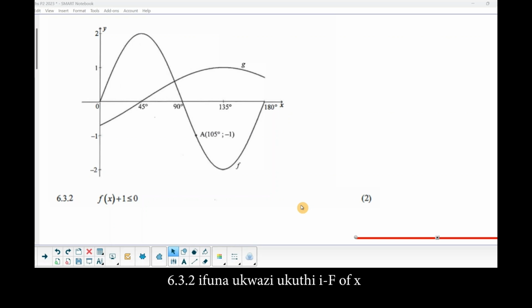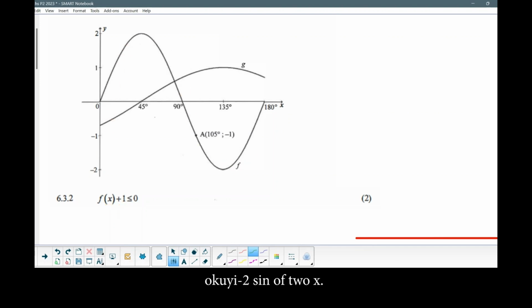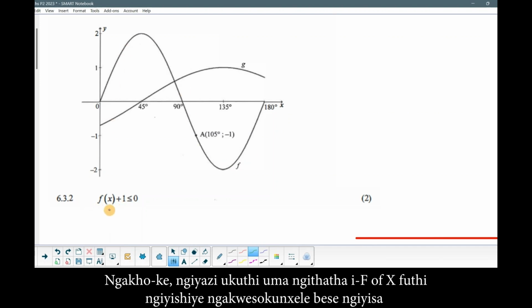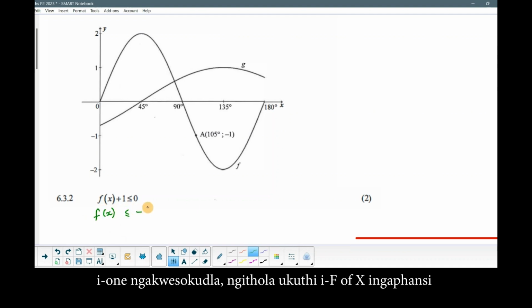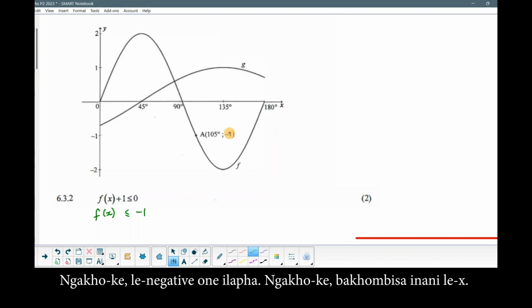6.3.2 wants to know when is f of x plus 1 less than or equal to 0 for x between 0 and 180. All right, so let's manipulate this a little bit because I have f of x, which is 2 sine of 2x. If I take f of x and leave it on the left and move the 1 over, I get when is f of x less than or equal to negative 1. Now, f of x represents your y value. So here's a negative 1 here.